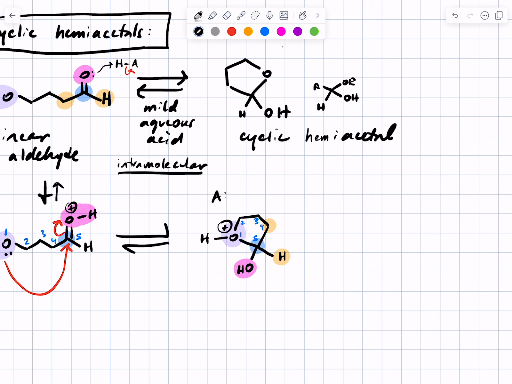Then, in the last step before we get the hemiacetal, the conjugate base of our acid will remove the proton. Sorry, we need red arrows. And that will get you to your cyclic hemiacetal. So yes, my apologies there.